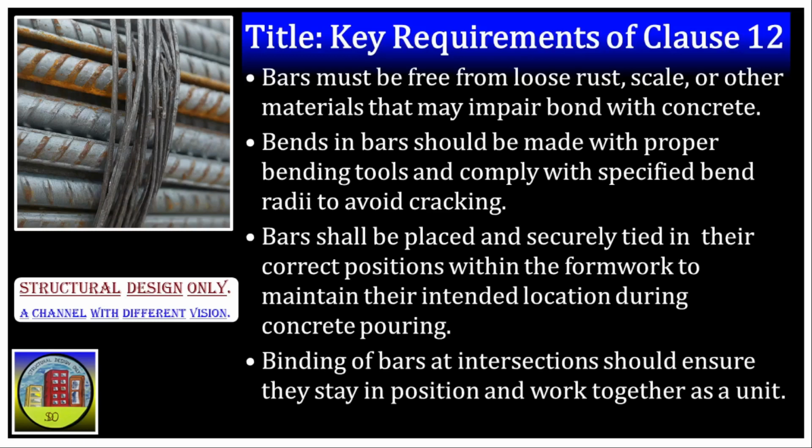Title of this slide: Key requirements of Clause 12. Bars must be free from loose rust, scale, or other materials that may impair bond with concrete. Bends in bars should be made with proper bending tools and comply with specified bend radii to avoid cracking. Binding of bars at intersections should ensure they stay in position and work together as a unit. Following these guidelines ensures the steel reinforcement works efficiently with the surrounding concrete to carry loads and maintain structural integrity.